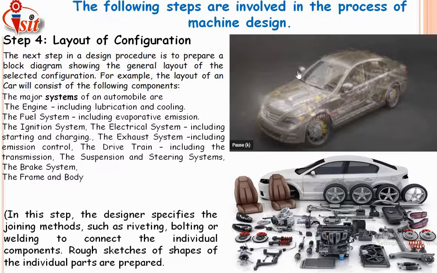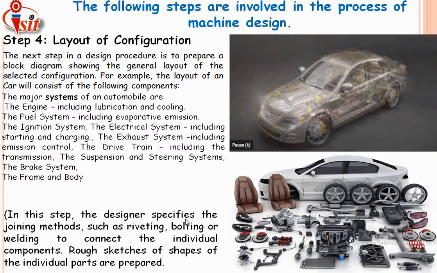The major systems of the automobile are the engine, including lubrication and cooling; the fuel system, including evaporative emission; the ignition system; the electrical system, including starting and charging; the exhaust system, including emission control; the drive chain, including the transmission; the suspension and steering system; the brake system; and the frame and the body. So this is the general configuration of your automobile car.